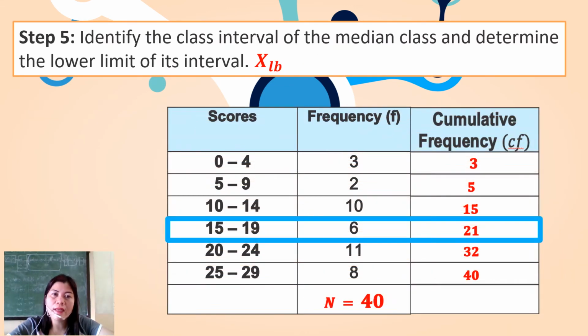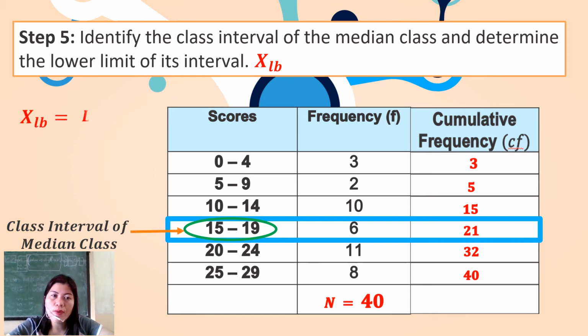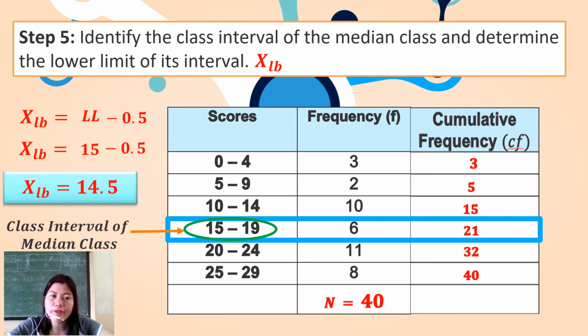And then, we are going to identify the class interval of the median class and determine the lower limit of its interval. So let's say the class interval of the median class is 15 to 19. So our lower limit is 15. So therefore, we need that 0.5, that is a constant. So it is always there. So 15 minus 0.5, that is 14.5.